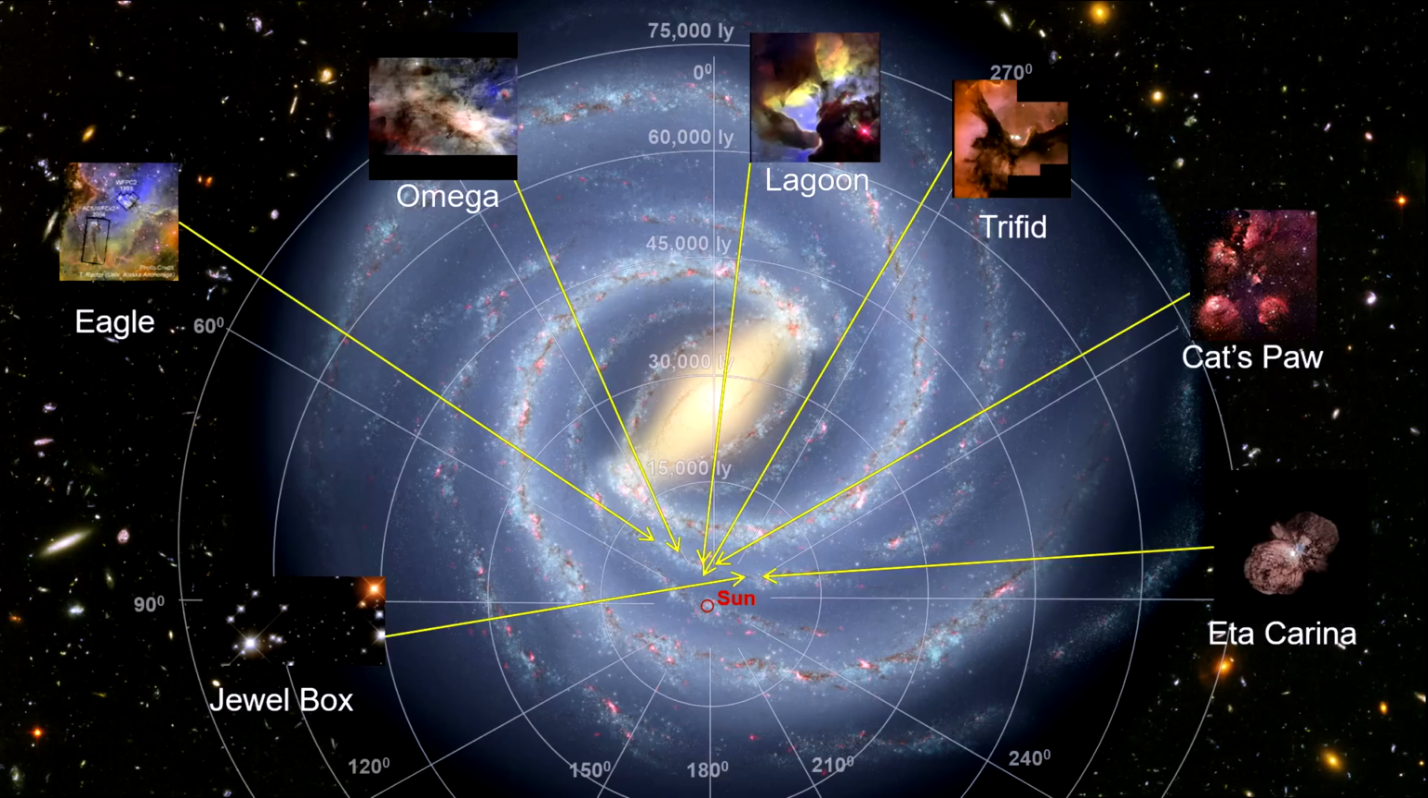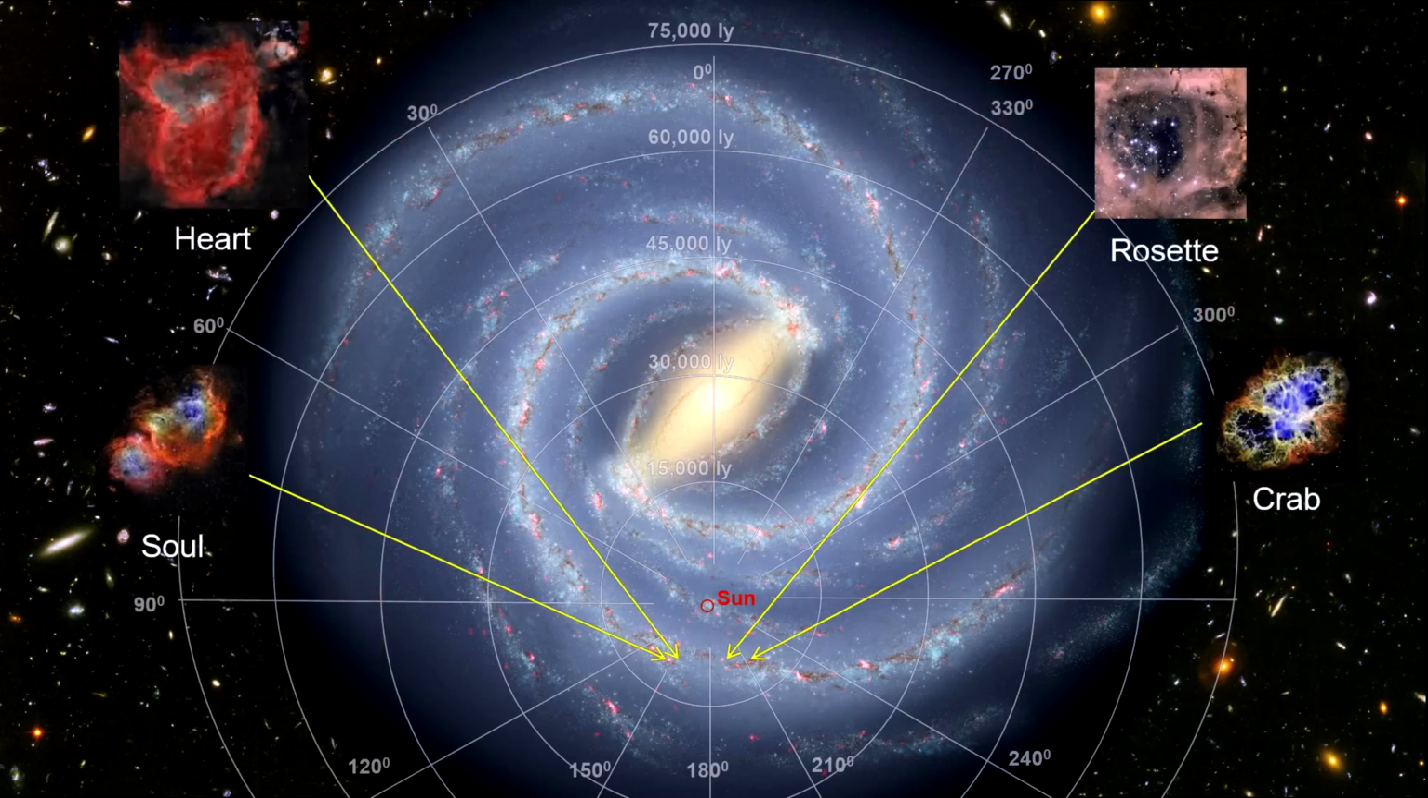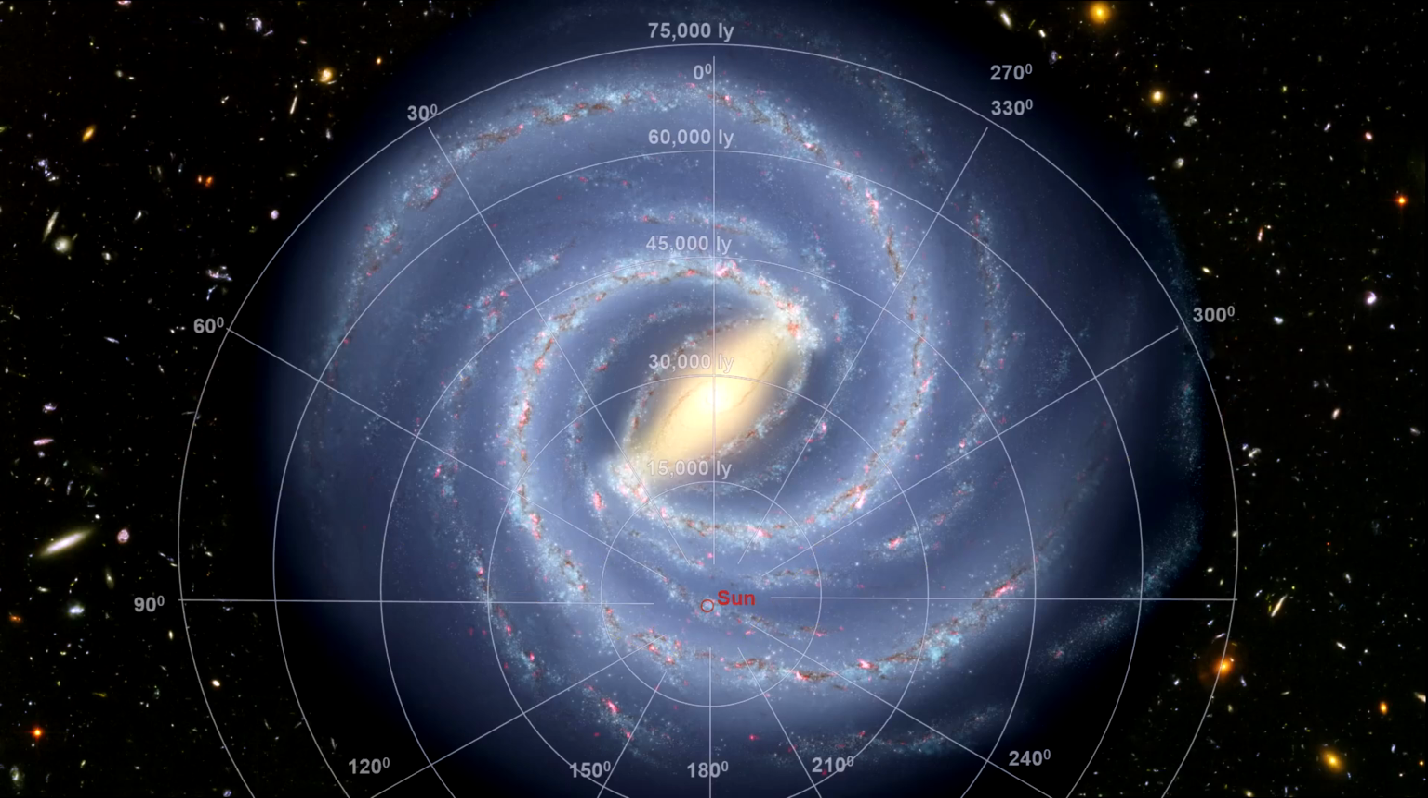In Sagittarius, we see the Jewel Box star cluster, and the Trifid, Omega, Lagoon, Eagle, and Cat's Paw nebulas, among others. In Perseus, we see the Rosetta, Heart and Soul nebulas, as well as the Crab supernova, to name just a few. In fact, except for the hypervelocity stars and a few of the supernova remnants, everything we have seen in this chapter is within this red circle. As vast an area as we have covered, it is only a fraction of the Milky Way Galaxy.